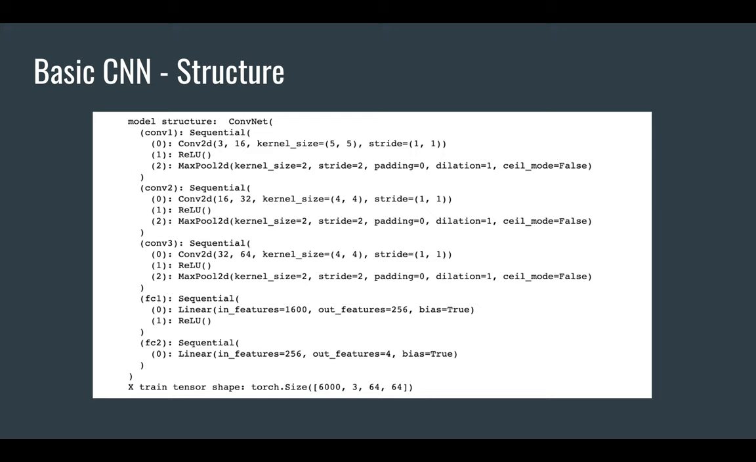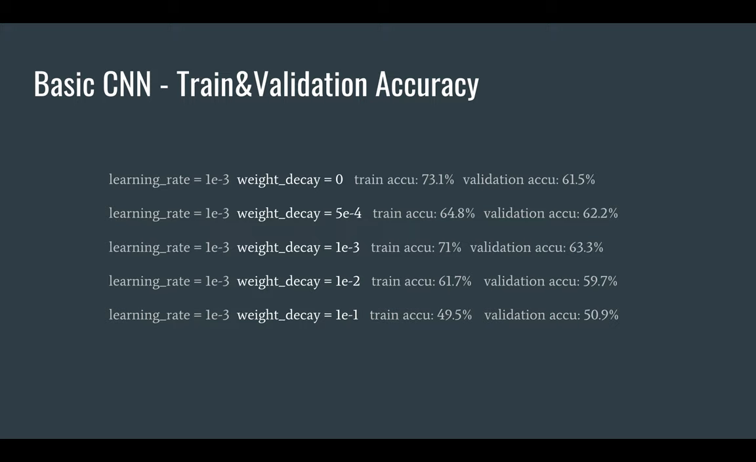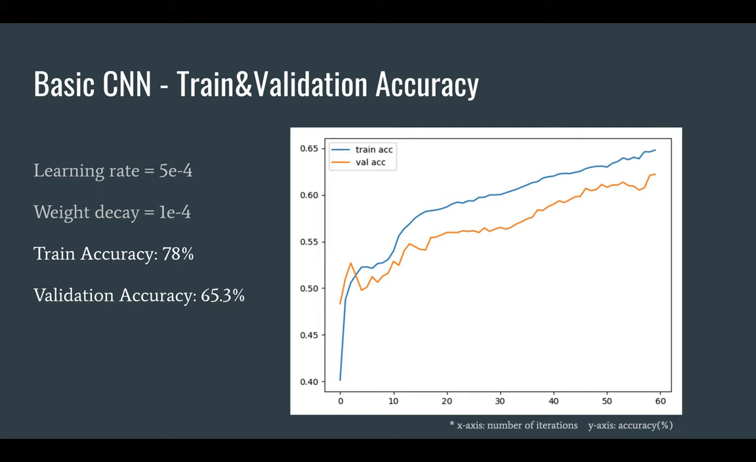This is the structure of our basic CNN. There are three convolution layers and two fully connected layers. We actually tried a lot of combinations of parameters like the ones shown now. We also tried different regularization methods like L2 and dropout, but the resulting validation accuracy is always between 50% to 65%. So this is the best validation accuracy we can get from a basic CNN model. We also tried the basic CNN model with two layers, four layers, or five layers, but this is the best outcome we can get.